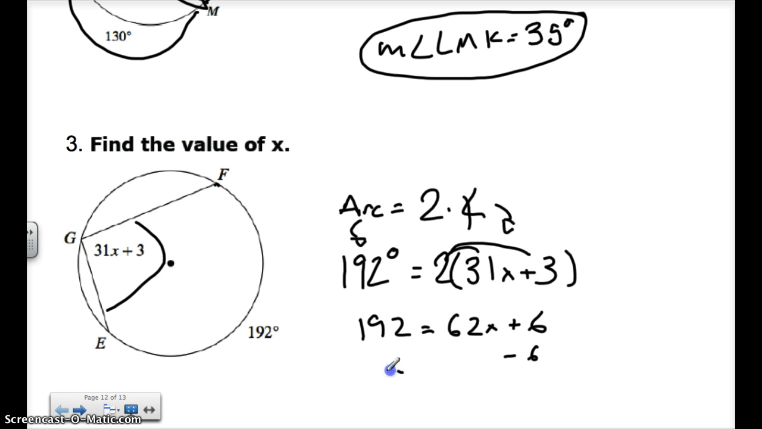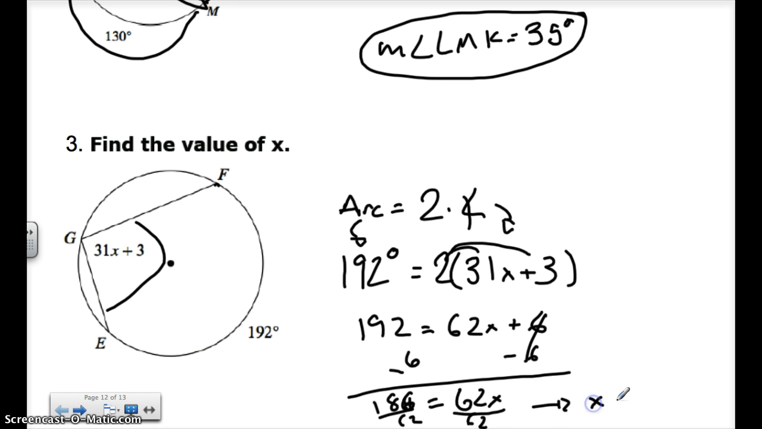We subtract 6 from both sides, and we get 62x equals 186. And to solve, we divide both sides by 62, and we get x equals 3. That's it. So those are your 3 challenge problems. Just remember, the arc is always equal to double the inscribed angle.